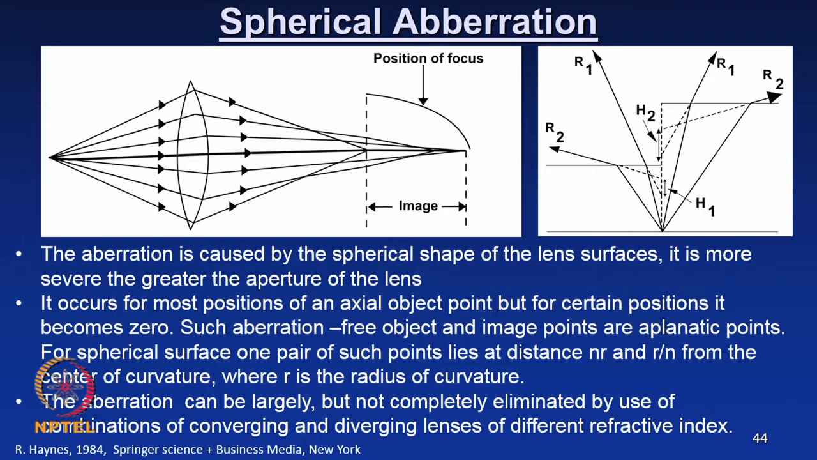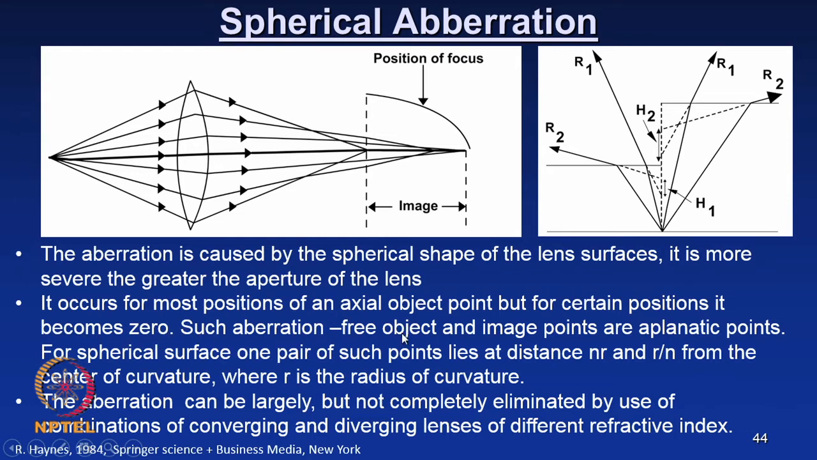So, let us look back and look at this defect again. I mentioned that spherical aberration is a very difficult aberration to eliminate for any lens, because it is caused by the spherical nature of the lens. Let us review the remarks once again; it is still worth it. The aberration is caused by the spherical shape of the lens surfaces. It is more severe the greater the aperture of the lens, and it occurs for most positions of an axial object point, but for certain positions it becomes 0.